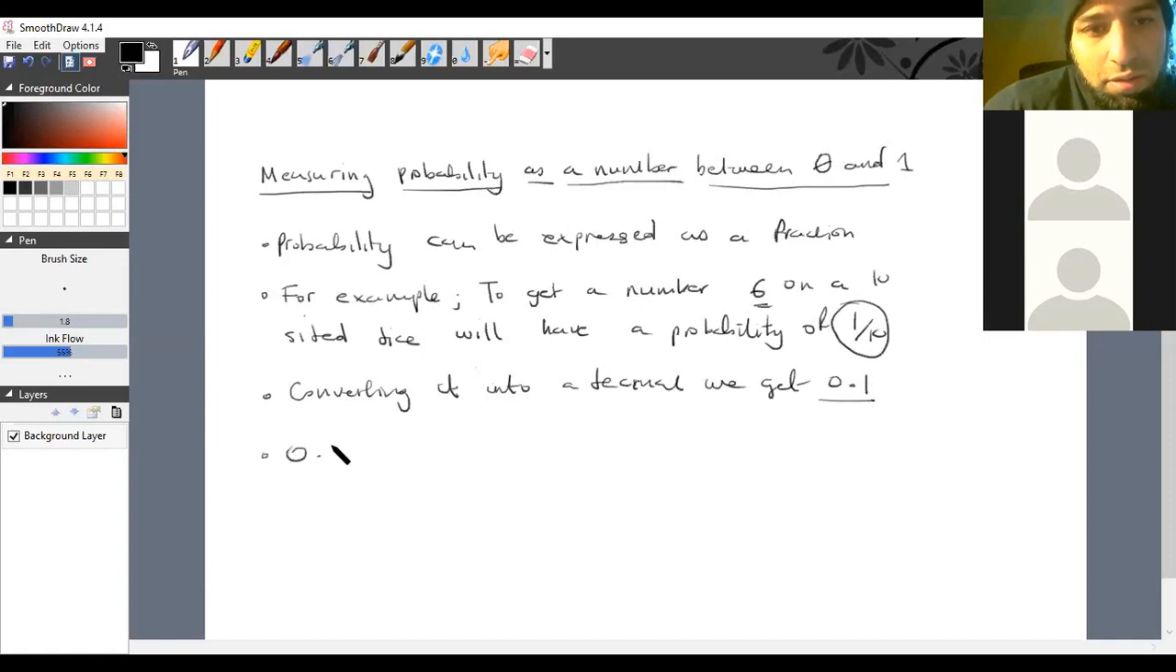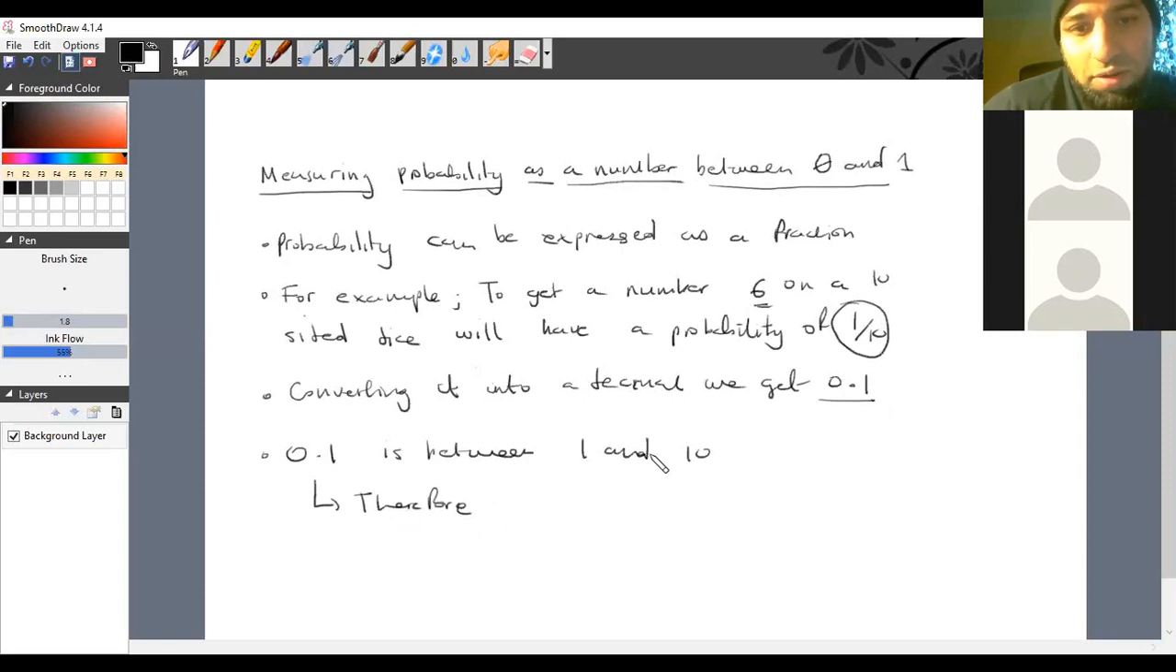0.1 is between 1 and 10. So what have we done? Therefore, between 0, sorry, someone should have corrected me there. 0.1 is between 0 and 1.